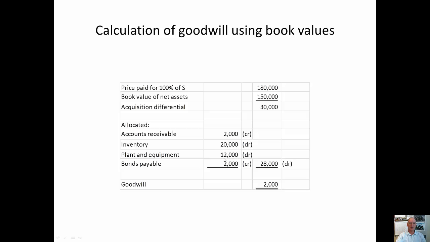So what I do is put the debit or credit beside the number, and now I have 32,000 in debits, 4,000 in credits. That works out to a debit of 28,000. This means you received more than book value. That uses up your acquisition differential, leaving this goodwill of 2,000. That's the same number we had before.